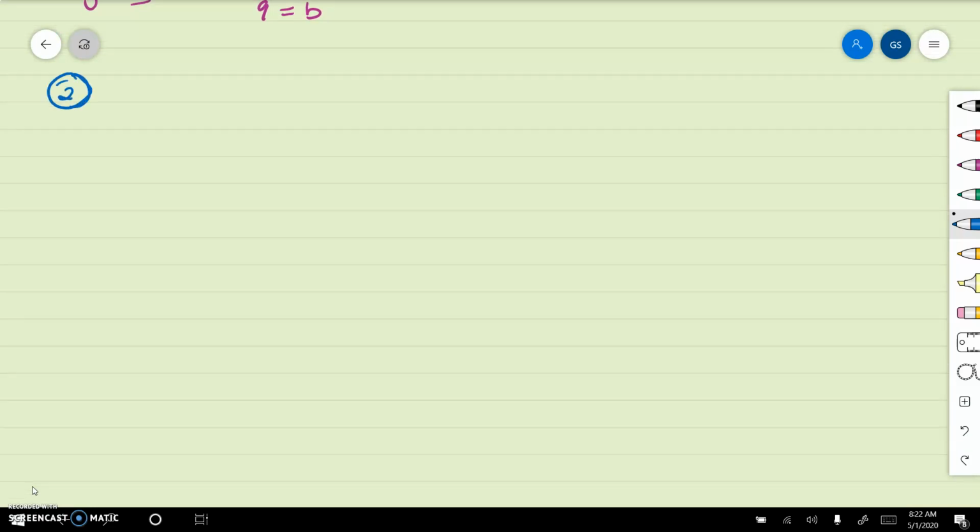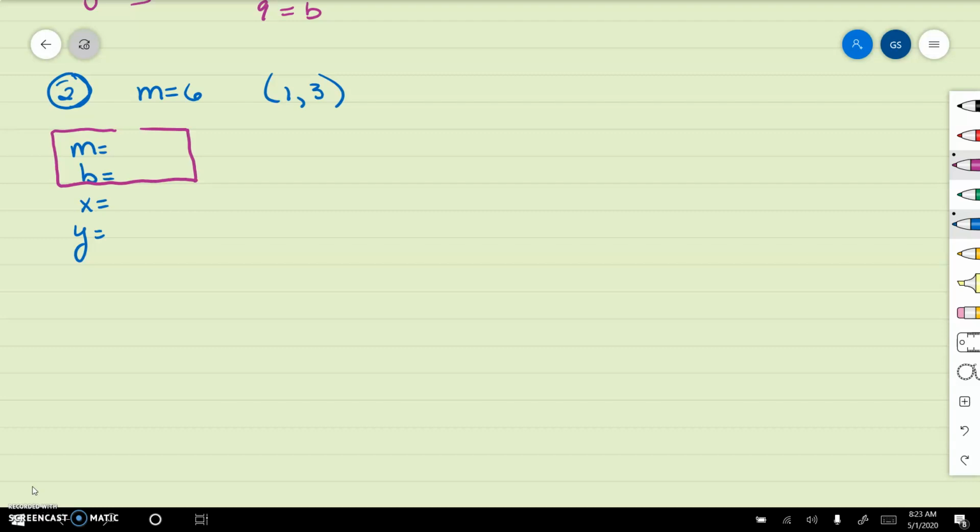is going to be write the equation of a line where m equals 6, so the slope is 6, and they're giving us the point 1, 3. So we write m equals, b equals, x equals, y equals. We're really trying to find the m and the b. That's what we need for our final answer. Well, they gave us the m, it's 6. I don't see anything in that question that would mean b, so I don't have a b value right now. I do have an x and a y though. X equals 1 and y equals 3.